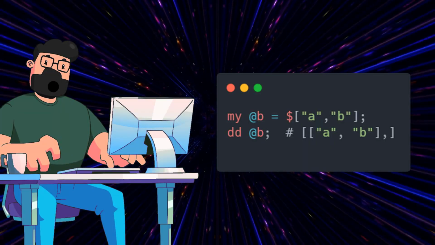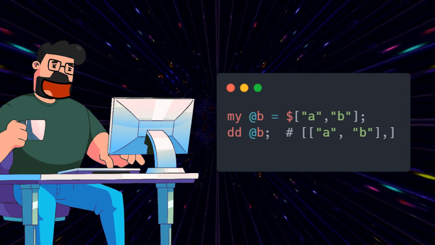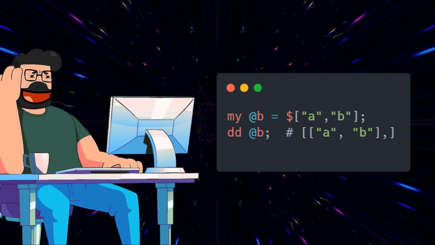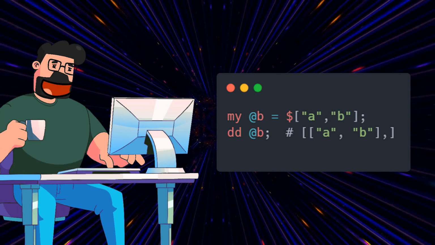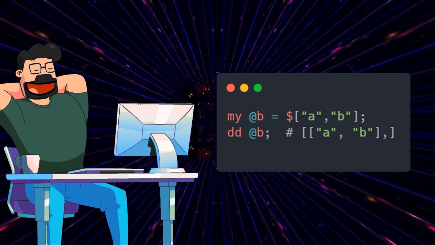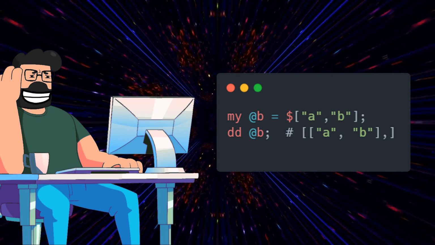Continuing with the solution journey, another approach involves itemizing the first array by using a $ sign before the square brackets. This method ensures that the elements are represented as separate items, maintaining the desired structure without any unexpected flattening.